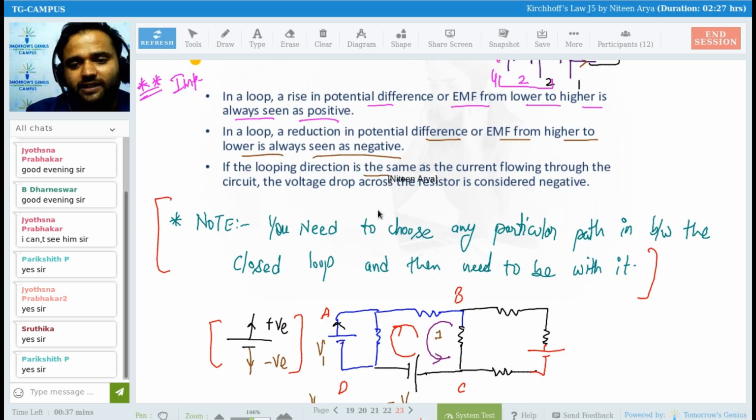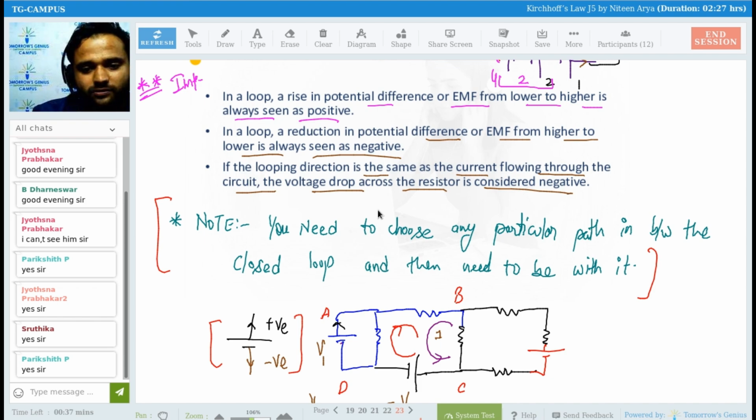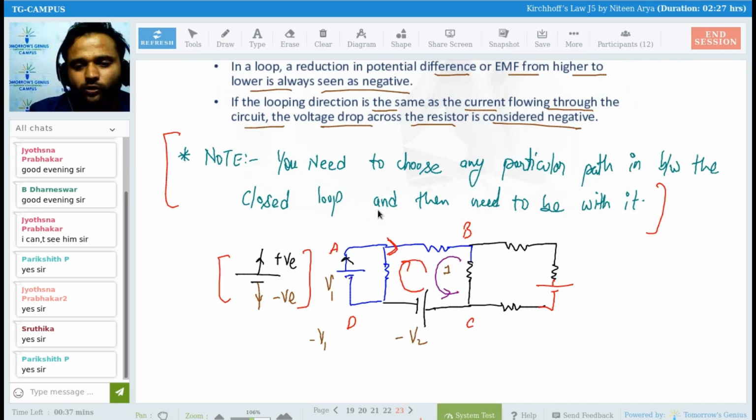If the looping direction is the same as the current flowing through the circuit, the voltage drop across the resistor is considered positive. Now this is the catch. The third one, the important one. If I take the direction of my path in which the current is flowing, obviously if I choose path 2, then from A to B the potential difference VR1 is taken as positive. But if I choose path 1, then VR1 is taken as negative, because the current is in the direction from A to B, not from B to A.